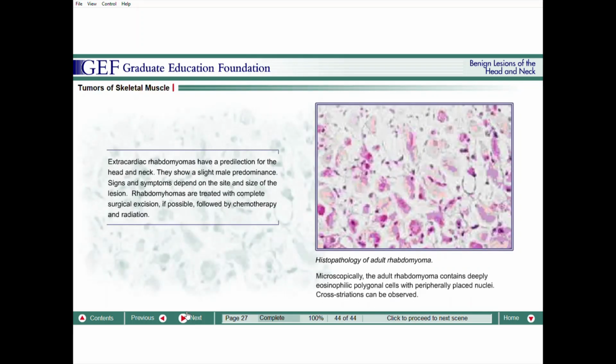Extracardiac rhabdomyomas have a predilection for the head and neck. They show a slight male predominance. Signs and symptoms depend on the site and size of the lesion. Rhabdomyomas are treated with complete surgical excision, if possible, followed by chemotherapy and radiation.